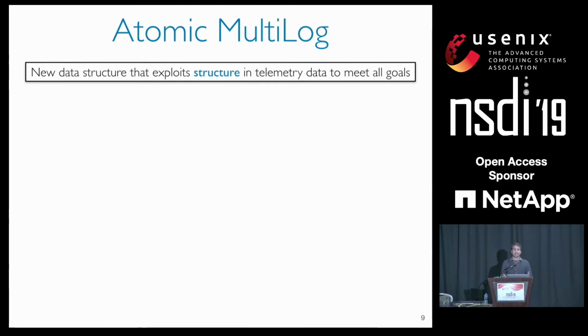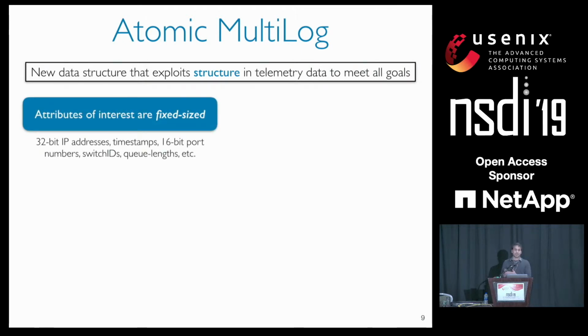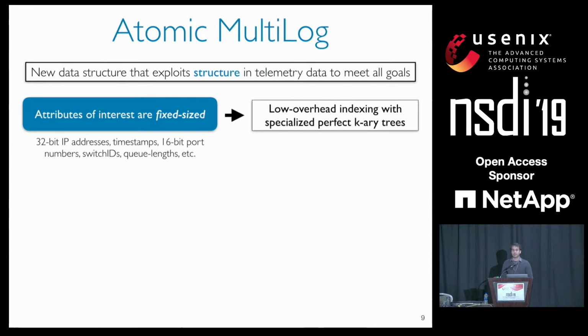Our main insight is that the atomic MultiLog is able to exploit structure within the telemetry data in order to meet both performance and functionality goals. For instance, we note that the attributes that we want to analyze in the network telemetry data are essentially packet header fields, which tend to have fixed sizes and are governed by rigid network protocols. And this allows us to design very specialized index structures that not only achieve the rich functionality required for monitoring and diagnosis, but also have very low indexing overheads.